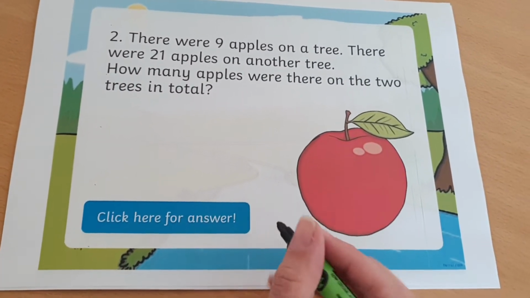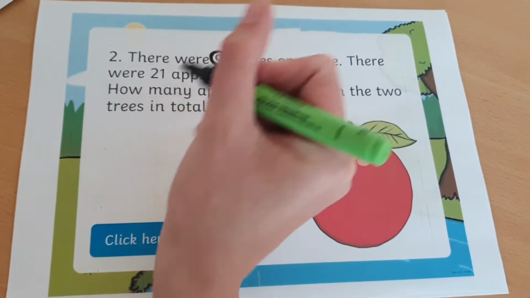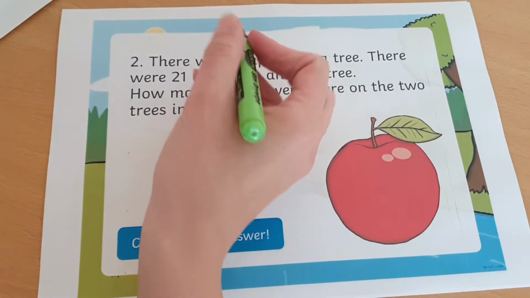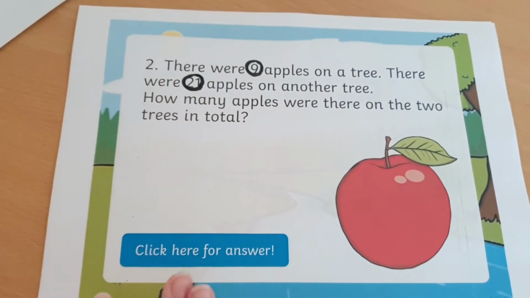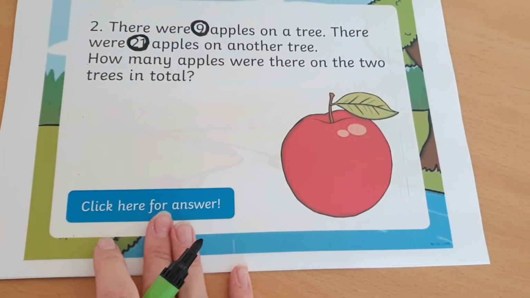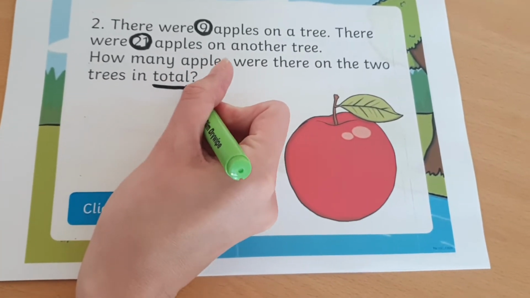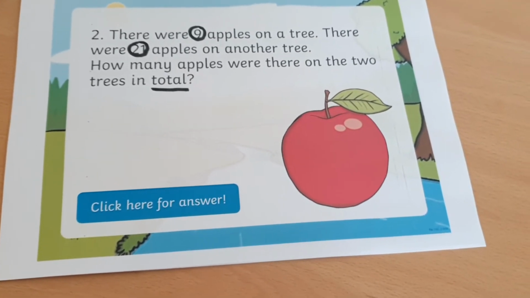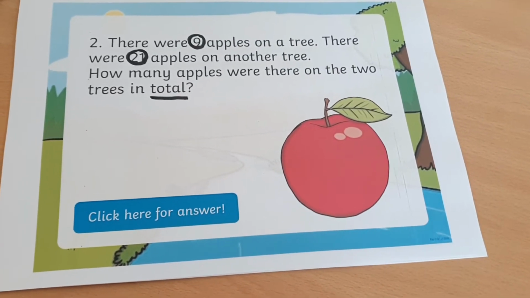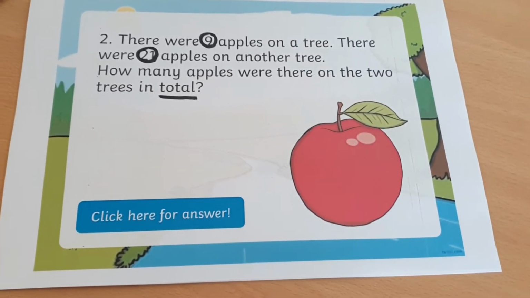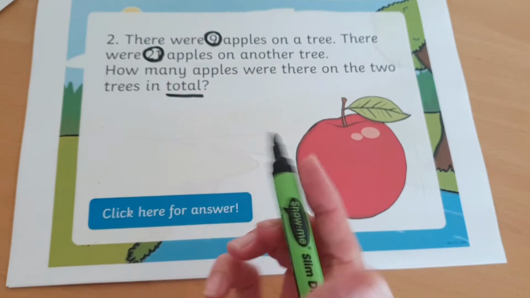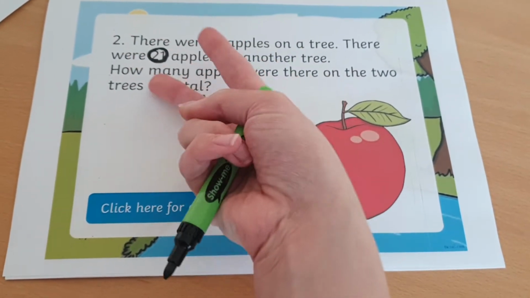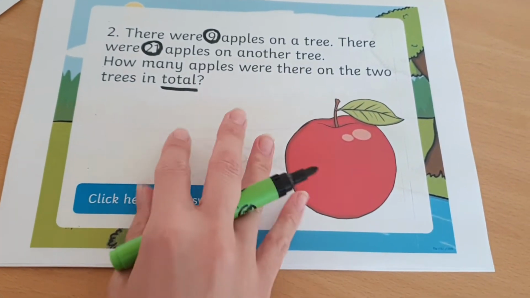Okay, question 2. There were 9 apples on a tree, so we know we're going to circle that number. There were 21 apples on another tree. How many apples were on the 2 trees in total? Pause the video and have a go at writing that number sentence and finding out the answer. Okay, for the purpose of this, you can put the numbers in any order because you should know that it's commutative, so you can add those numbers in any order and you will get the same answer.